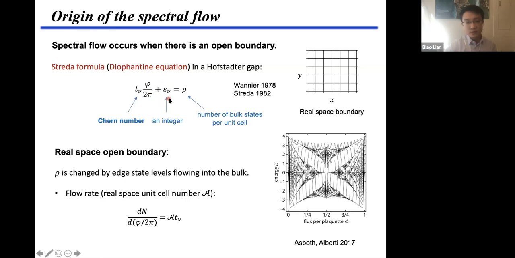The integer can be understood as the filling of the system of the gap in zero magnetic field, while this phi over 2 pi is just the magnetic field. So this contribution can be understood as the Landau level degeneracy contribution, which is proportional to magnetic field B. And this is very general, even not for Landau levels. It's a general equation for any Hofstadter gap.